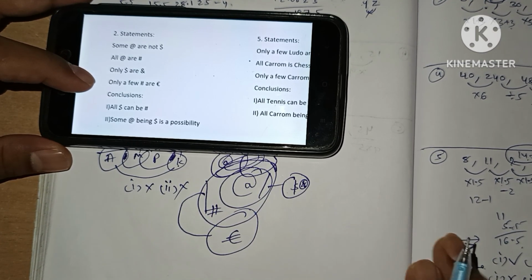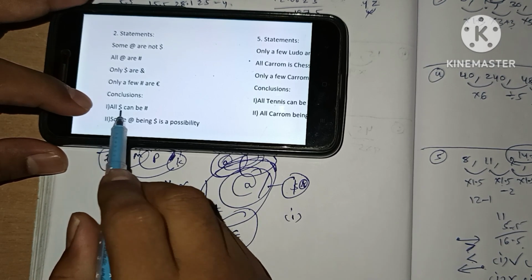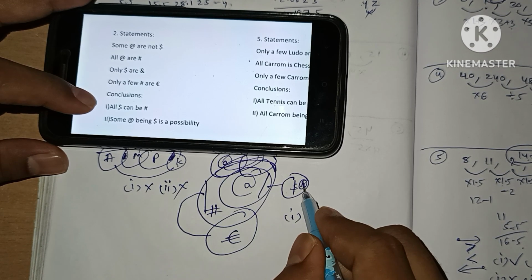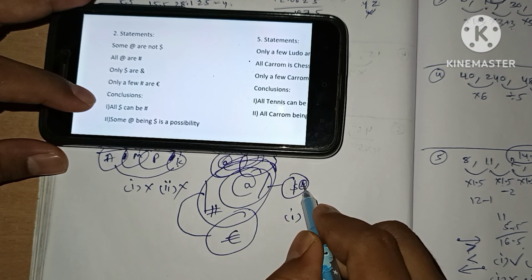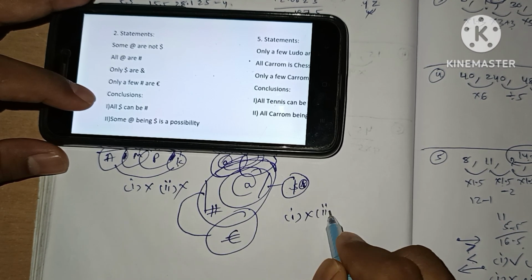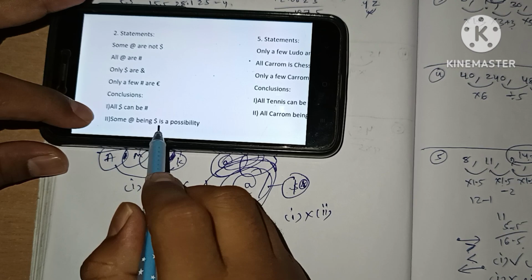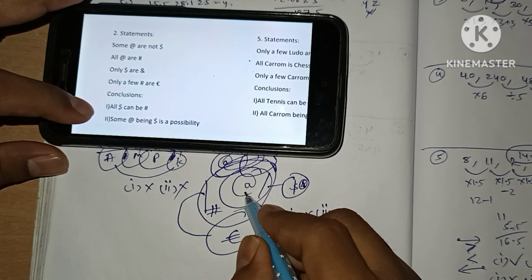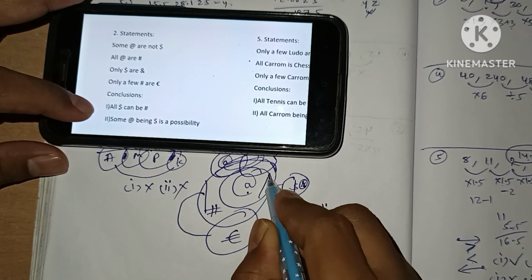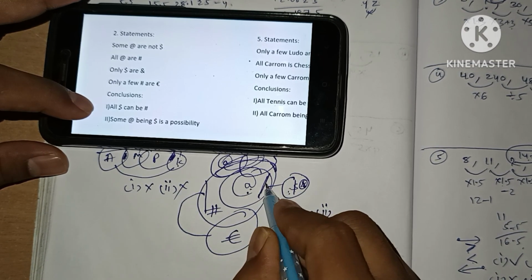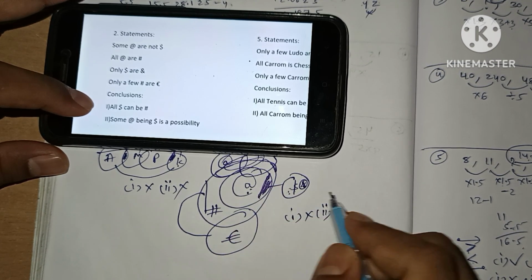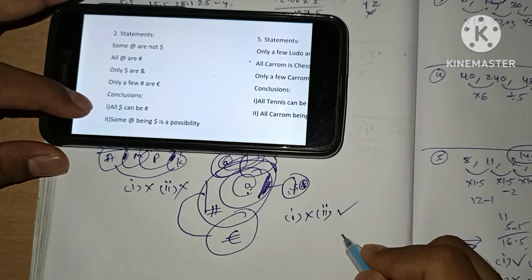Now let's see conclusions. First one, all dollar can be hashtag. Can all dollar be placed inside hashtag? It is not possible because of this one. Ampersand doesn't share with anything except dollar. So the first conclusion will be false. Second conclusion, some at the rate being dollar is a possibility. Some part of at the rate can share with the dollar. Is it possible? Yes, we can share some part of at the rate with the dollar, but we cannot share this part only, but we can share this part. So the second conclusion will be true.